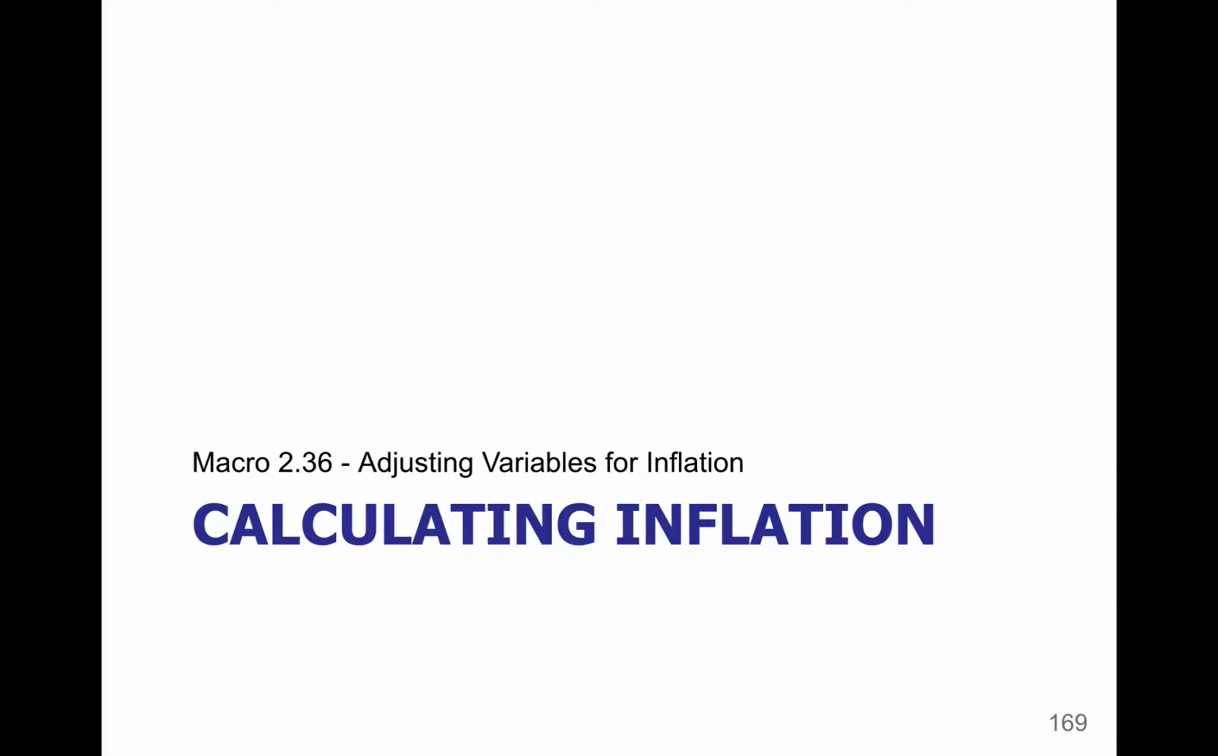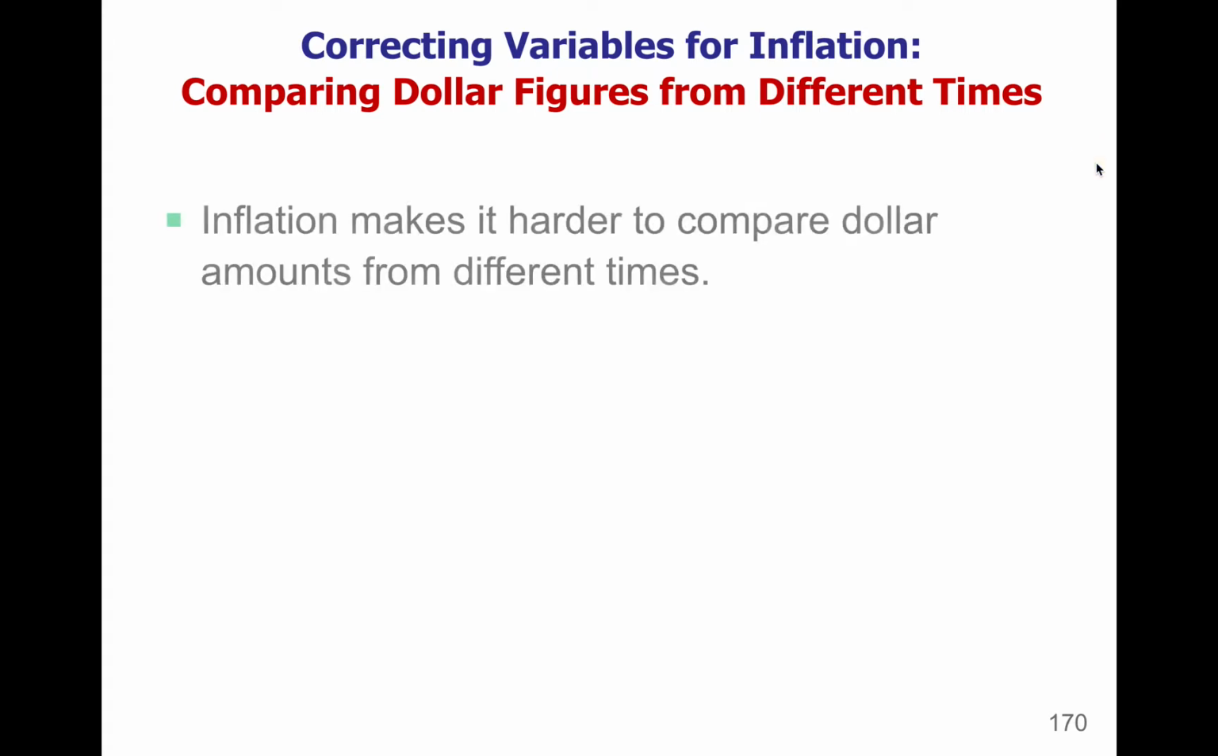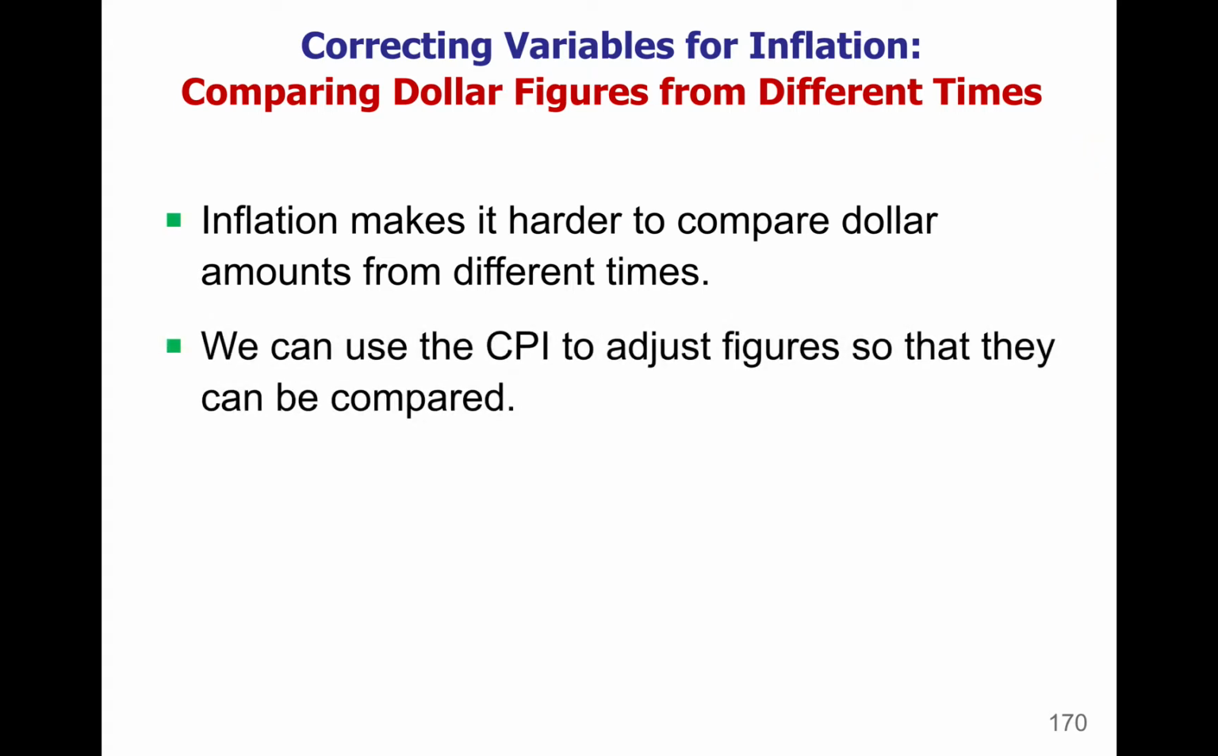This is your macroeconomics video on adjusting variables for inflation. We know that over time, comparing two different years of data on any number, including wages or budgets, can be distorted by inflation between various different time periods. Inflation makes it harder to compare things like dollar amounts from one time to another.